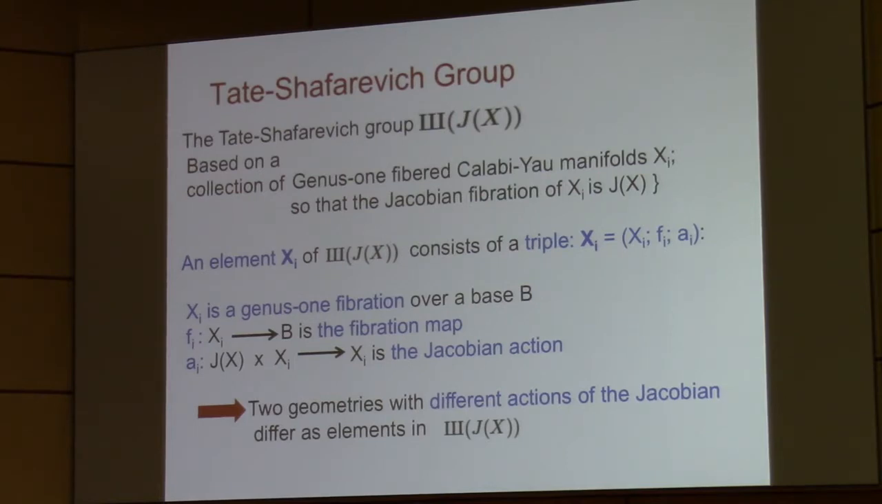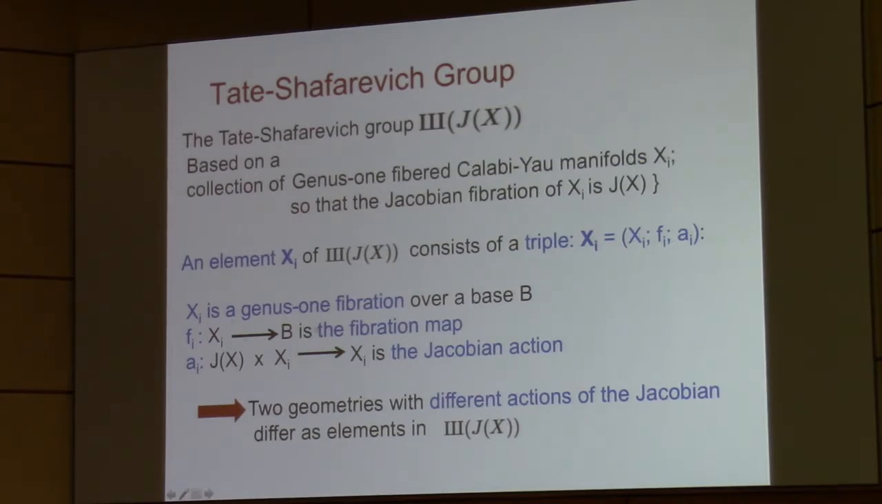So for whatever geometry we have with n sections, they all have to end up with the same Jacobian fibration. Now, elements of the Tate-Shafarevich group don't have only to do with these geometries. They also have to do with the actions of Jacobians on these geometries. So each element of the Tate-Shafarevich group consists actually of a triple, okay?